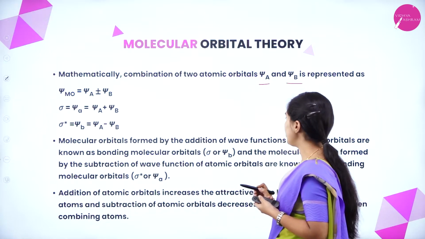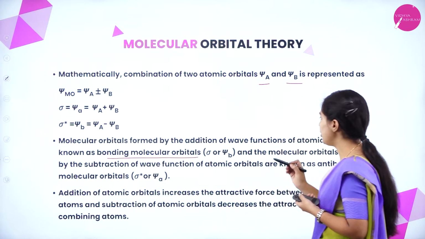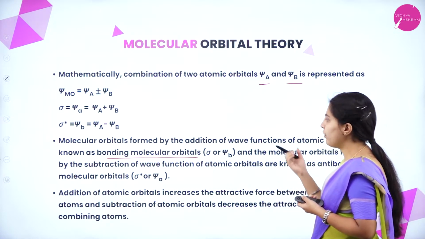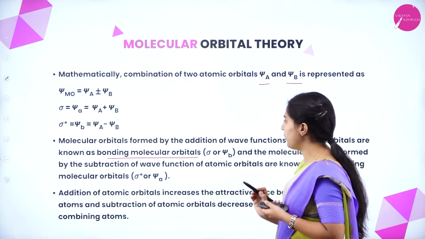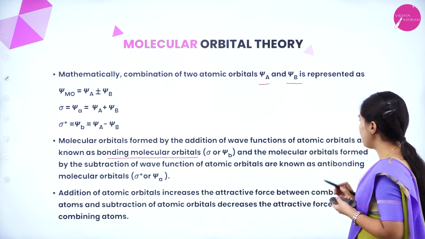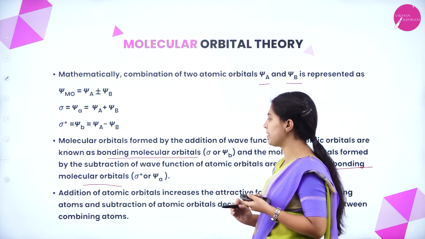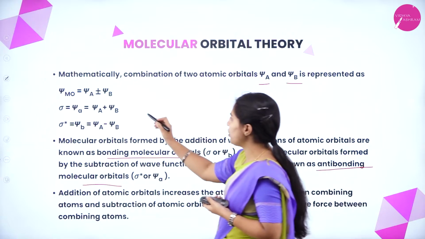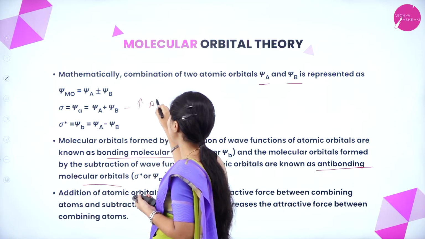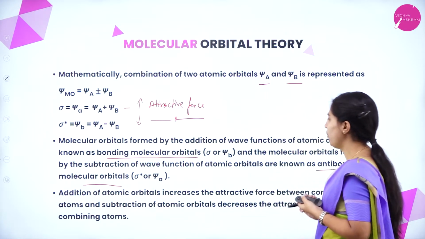Molecular orbitals formed by the addition of wave functions of atomic orbitals are known as bonding molecular orbitals. Addition of wave functions of atomic orbitals will form the bonding molecular orbital, and the molecular orbitals formed by the subtraction of wave functions of atomic orbitals are known as anti-bonding molecular orbitals. Here sigma will be present, here sigma star will be present. Addition of atomic orbitals increases the attractive force, while subtraction decreases the attractive force.